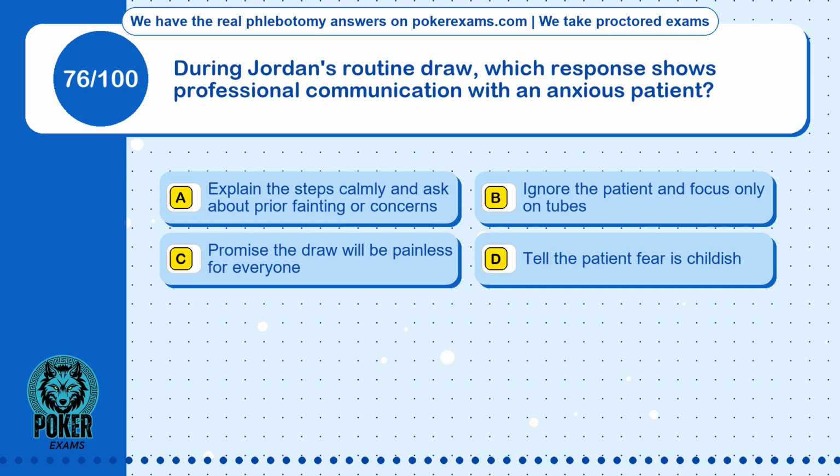Question 76. During Jordan's routine draw, which response shows professional communication with an anxious patient? Option A, explain the steps calmly and ask about prior fainting or concerns. Option B, ignore the patient and focus only on tubes. Option C, promise the draw will be painless for everyone. Option D, tell the patient fear is childish.